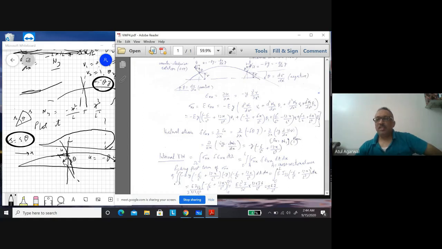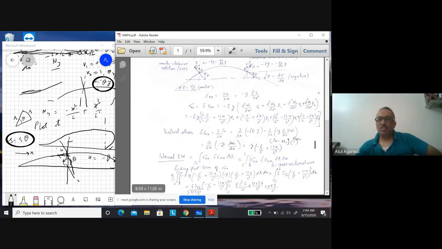So this is equal to, now y is an independent variable. It's a coordinate, the vertical coordinate. So it is treated as a constant. So you're getting minus y into the second derivative of N1 with x. So we just put the value of the second derivative of N1 with x. This is this.